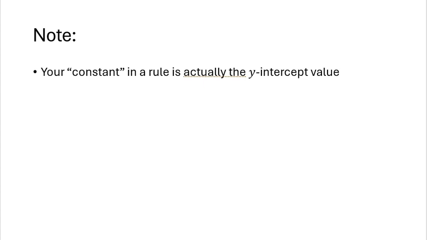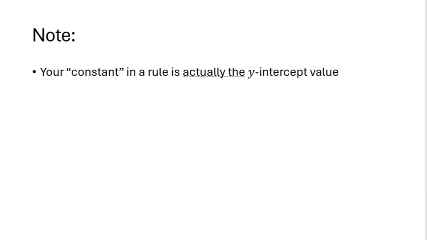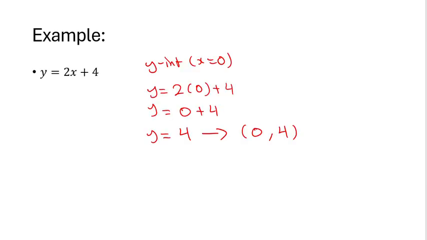Now, just a note, your constant in the rule is actually the y-intercept value. So if you have a look up here, previously we found that the y-intercept is at 0, 4. But if you make the comparison, that's your constant right there. It's the same number as what you found it to be. So you can pretty much use the cheat code and just be like, hey, I recognize the constant is the y-intercept, so I'm just going to call it that, okay?